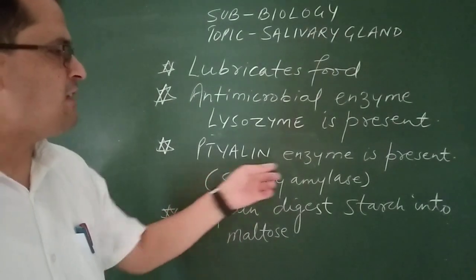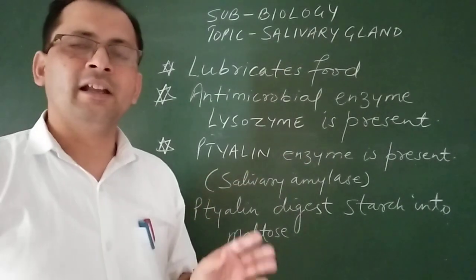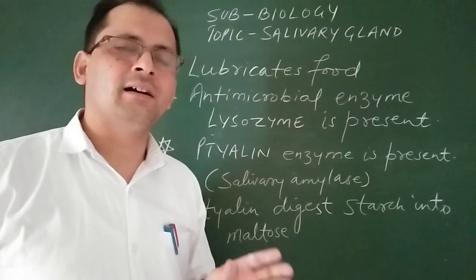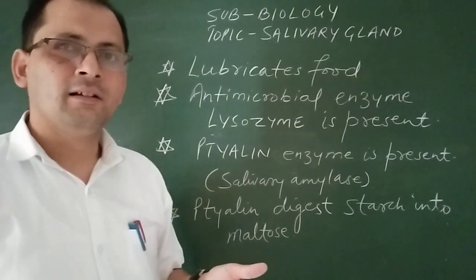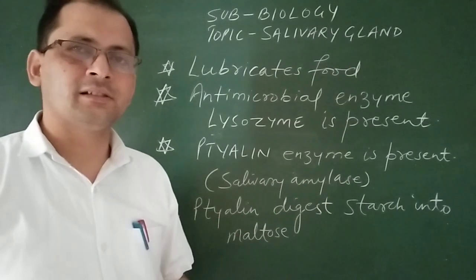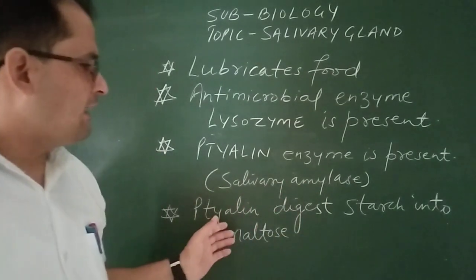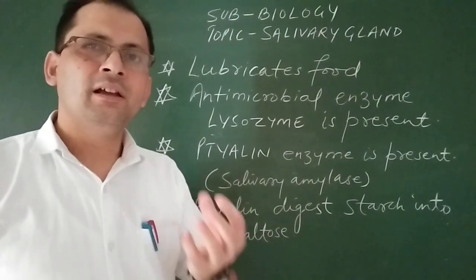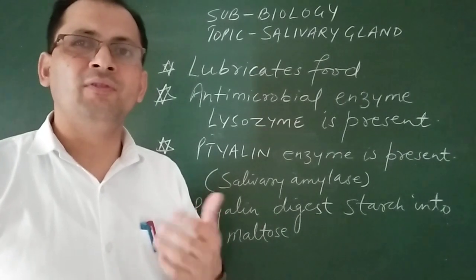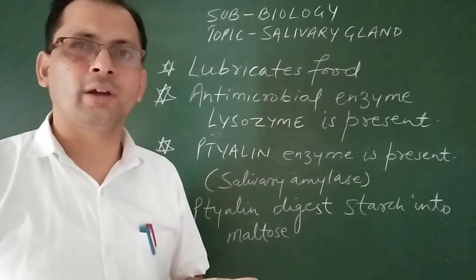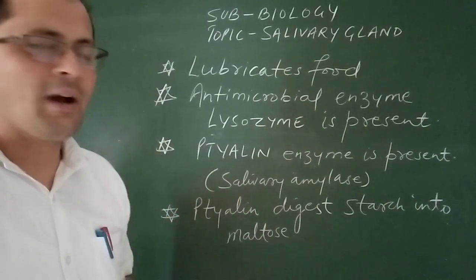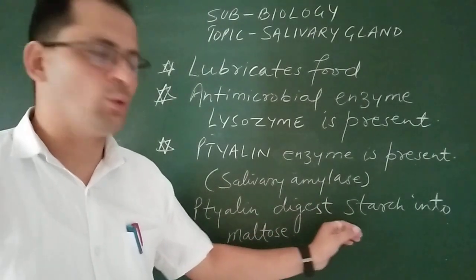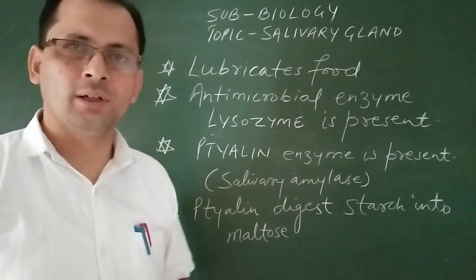Third beta, the ptyalin enzyme is present, and this ptyalin enzyme is also known as salivary amylase. So the saliva contains an enzyme which is known as ptyalin, and the common name is salivary amylase. The main function of this salivary amylase is that it digests starch into maltose. So due to this property, if we keep the food for a longer time in our mouth, we feel a sweet taste. It is just because of the salivary amylase, because it converts the starch component of the food into maltose, which is a sugar.